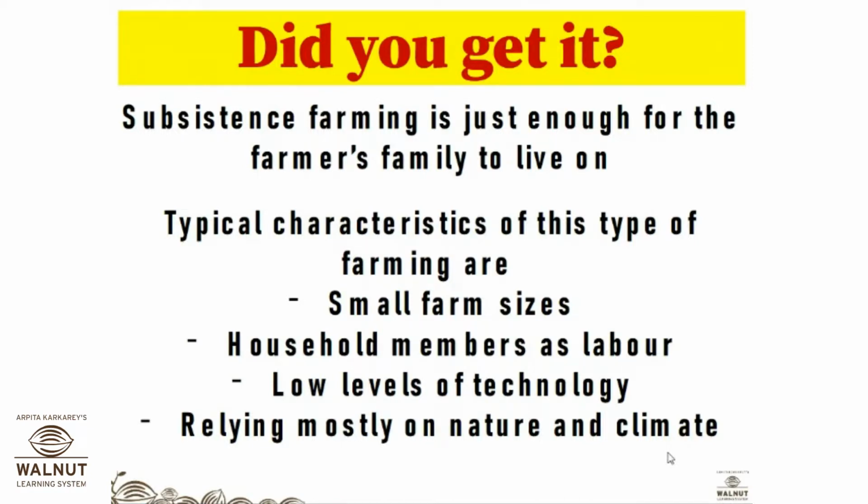If we talk about subsistence farming, it is just for the farmer's family. They are going to cultivate the crops for their own family only. And what are the other characteristics of this type? As it is cultivation for the farmer's family, the size of the farm is very small. Then who are working as labor there? Household members, family members, are going to work there as labor. Then they use low levels of technology. And this type of farming is totally based on nature and the climate, totally based on the rainy season. So it is all related to subsistence farming.